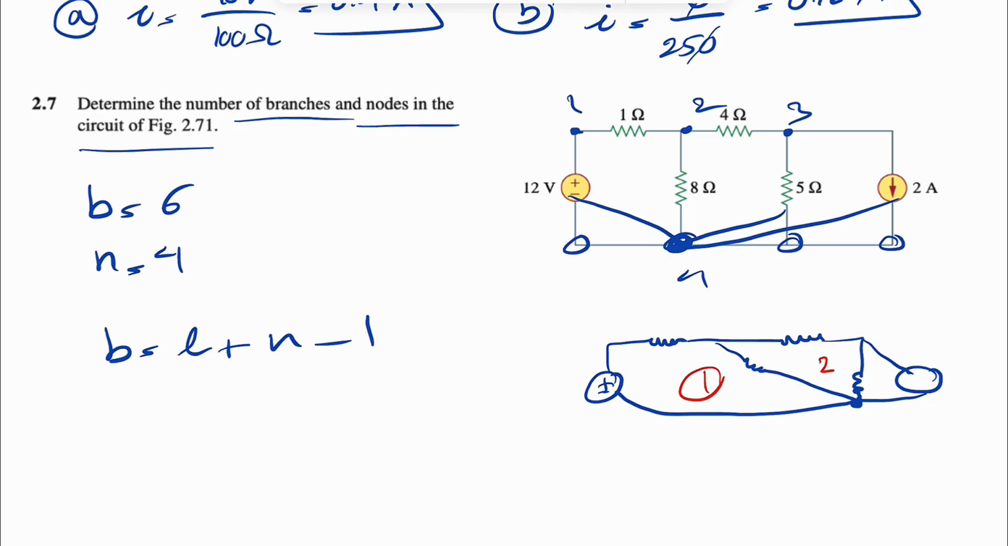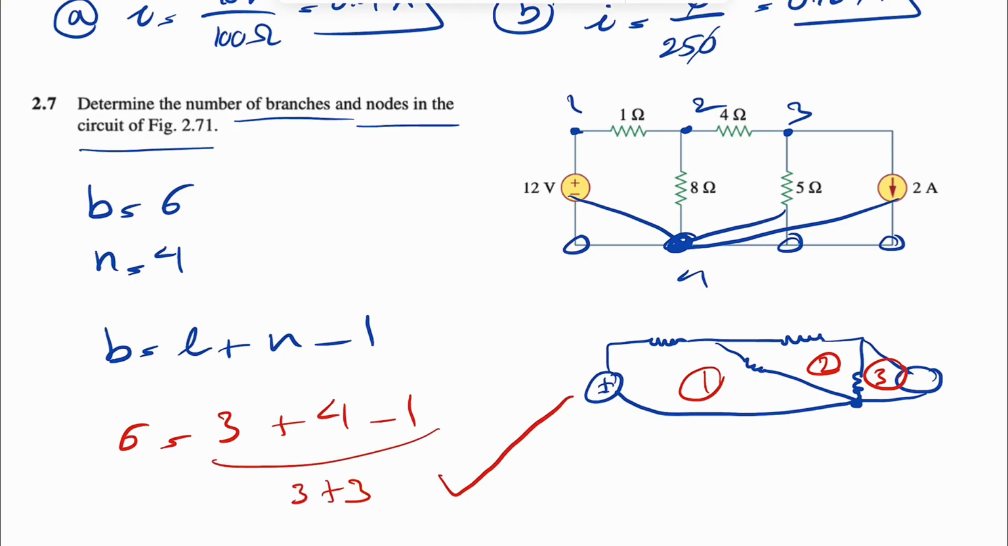So we have 1 loop, 2, 3. Just to verify your answer, number of branches is 6, number of loops is 3, plus number of knots 4, minus 1, so it's 3 plus 3 is 6, and all's good. So yeah, the trickiest part is the number of nodes: you have to see which of these points are going the same way, because that can count as only one single point, which is what we have in here.